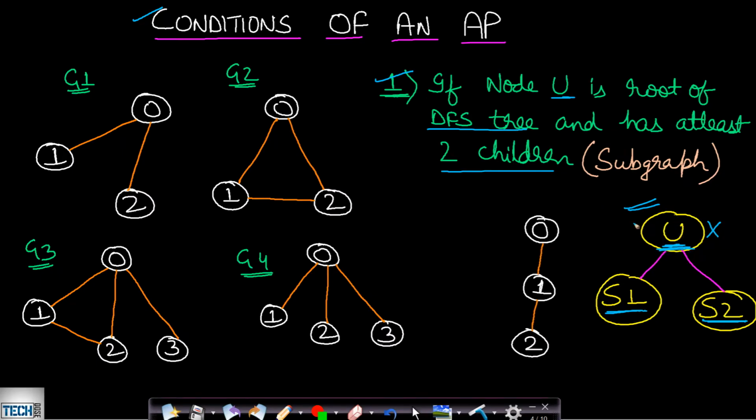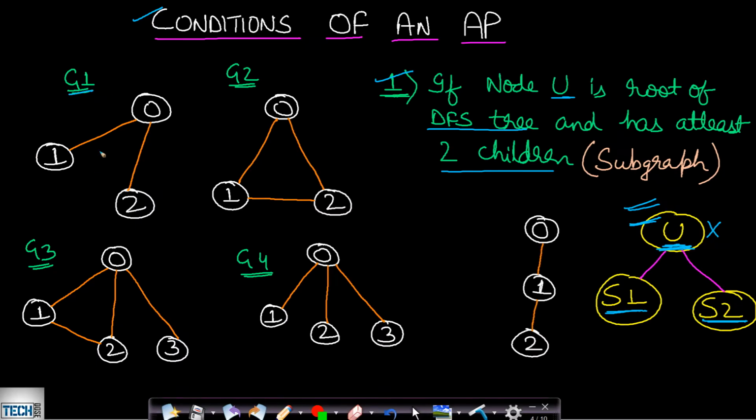In this case, the first condition is that u should be a root node, and once it is the root node, it should have at least two children, that is two subgraphs. If these two conditions are satisfied, then u will definitely be an articulation point. This is case 1. Now let us look at some examples.